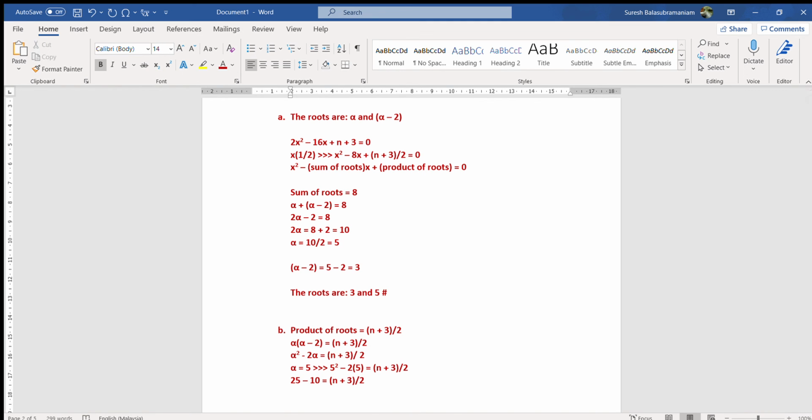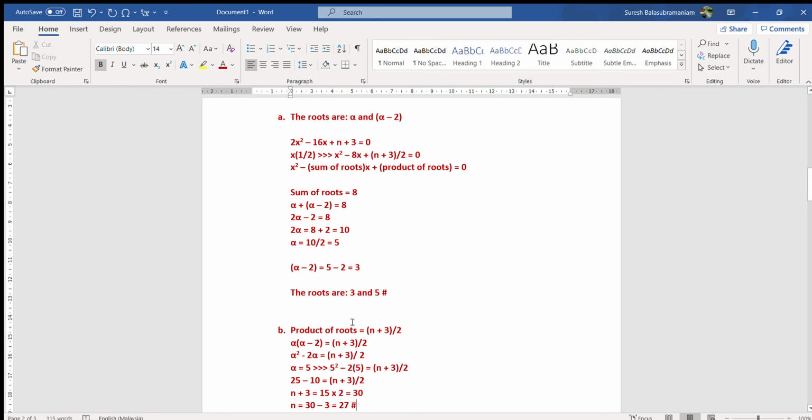So n plus 3 equals... I'll bring the 2 to the other side, so 25 minus 10 is 15, and then multiplying by 2, you get 30. So n plus 3 is 30. So n equals 30 minus 3, that will be 27. So the value of n is 27.